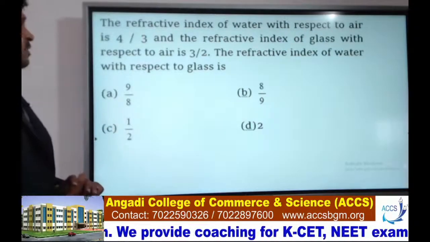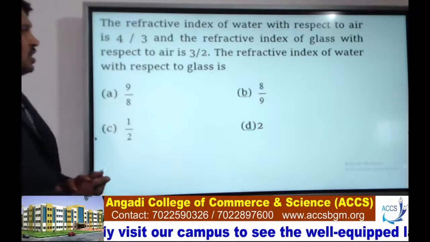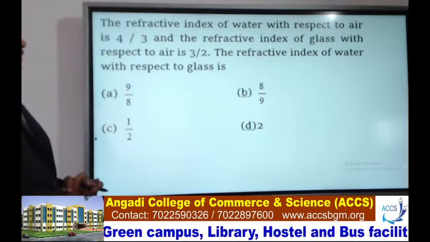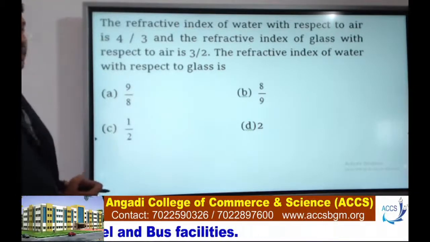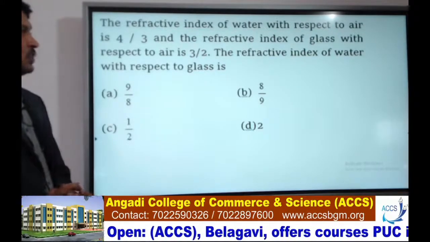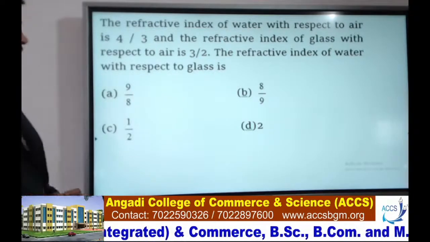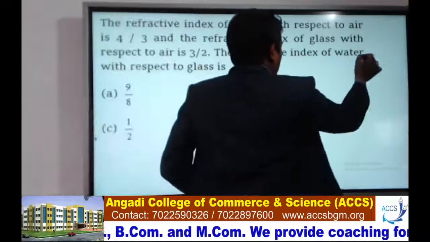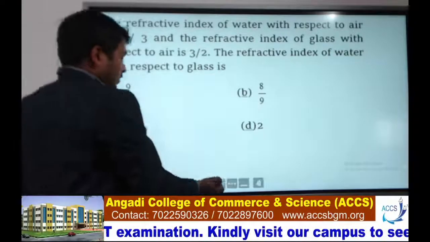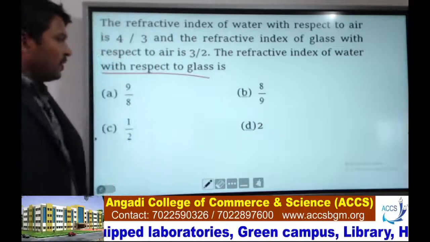The refractive index of water with respect to air is 4 by 3, and the refractive index of glass with respect to air is 3 by 2. Then what is the refractive index of water with respect to glass? They are asking the refractive index of water with respect to glass, students. Now I will write the formula.